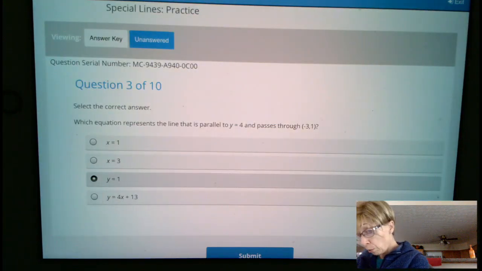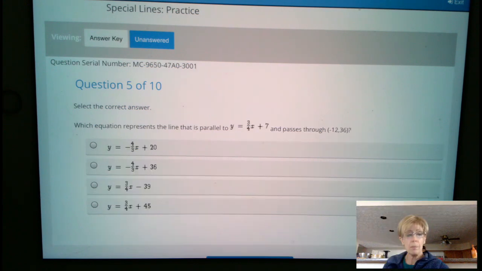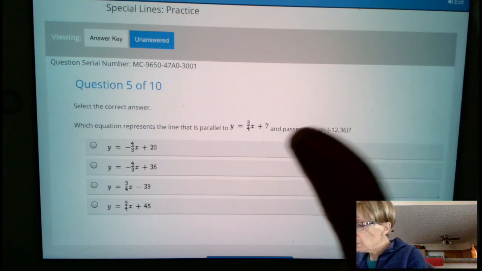Which equation represents the line that is parallel to y equals 3/4 x plus 7 and passes through the point negative 12, 36? Well, again, a reminder that parallel lines have the same slope, so we can eliminate the first two choices, and then what I recommend is that you flip over to Desmos. So when we come over here to Desmos, there's the 3/4 x plus 7, our point negative 12, 36.